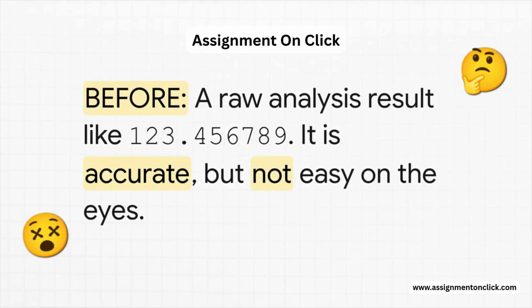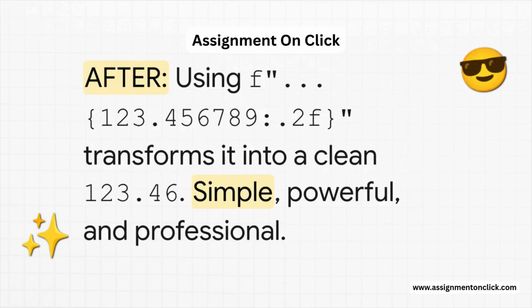Okay, so here is a classic before photo. You run your analysis, and this is what you get. This long, messy number with a ton of decimal places. Yeah, it's accurate, but it is not easy on the eyes. And here's the magic. Look how simple that is. Inside the F string, you just add a colon and .2f after the number, and boom, that messy number is now perfectly rounded to 2 decimal places. It's just so clean and simple.